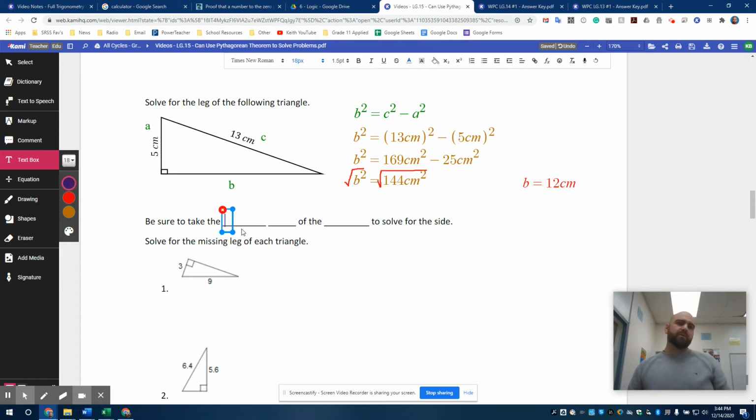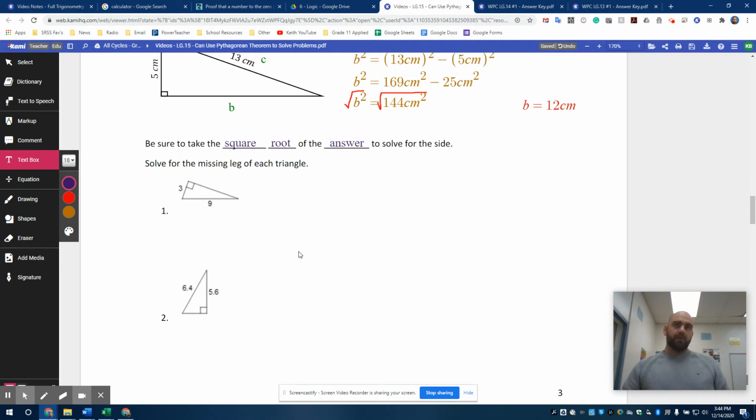Now, when we are doing this, again, be sure to take the square root of the answer. Just like we did here, we got an answer of 144. Take the square root, that's actually our side length. The side length is not the whole squared one. We have to take the square root to solve for it. All right, let's do two more examples.